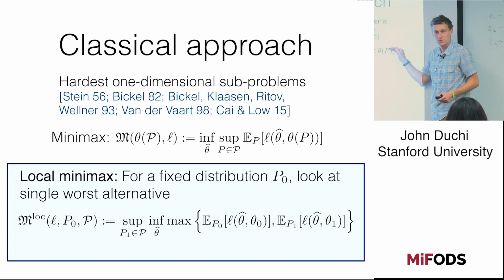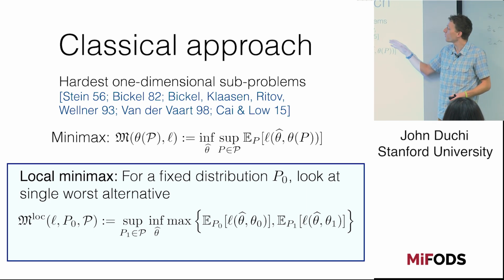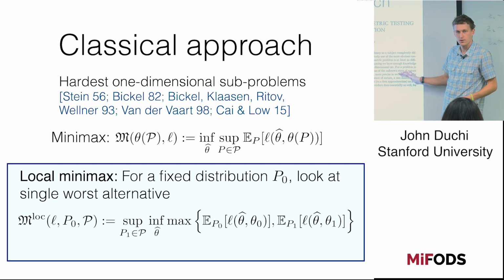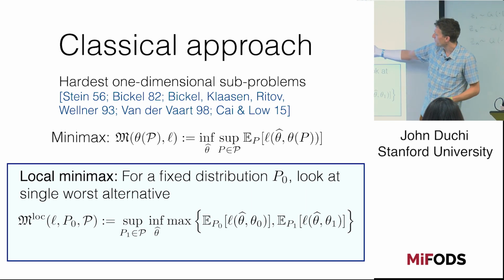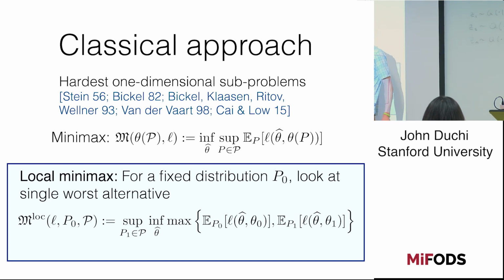So this is the minimax approach. But now we're saying, you know what, we're going to go away from minimax. We're going to follow Charles and look for the hardest one-dimensional problem. So we're going to look for a pair of points that are hard to distinguish. So instead of inf sup, we still have a kind of sup. It's just a max between two things.